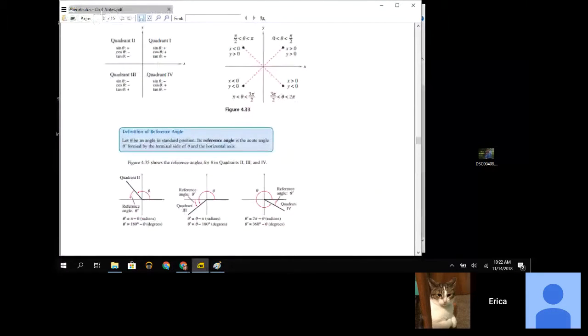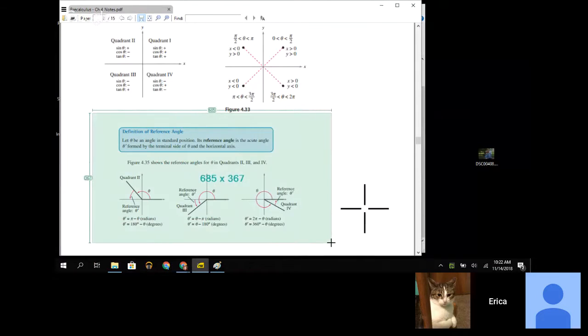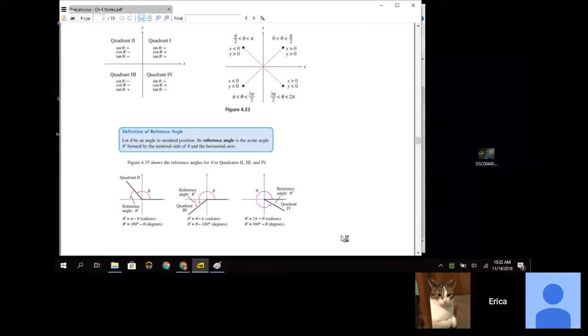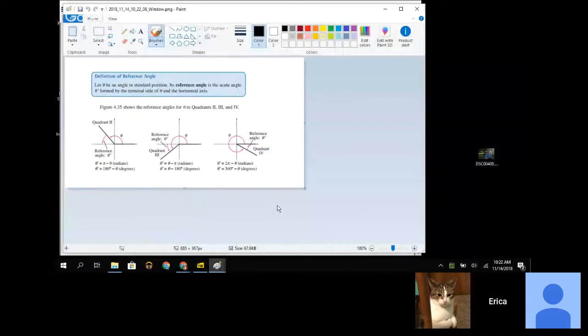Okay, last little piece of kind of upfront information about this is something called a reference angle. Okay, so reference angle is a little bit weird. It's just basically a terminology to understand. So this is what a reference angle is. Let theta be an angle in the standard position. So theta is just what we've always done, where you go all the way around to wherever you're at, okay? And in these pictures here, this is a theta that ends up in quadrant 2. This is a theta that ends up in quadrant 3. This is a theta that ends up in quadrant 4, okay?